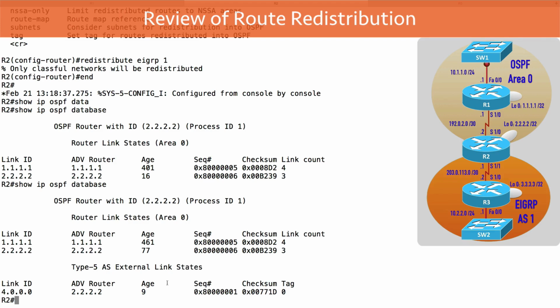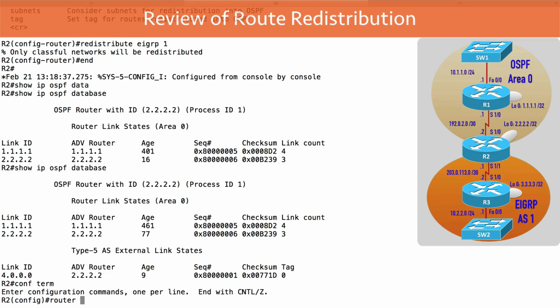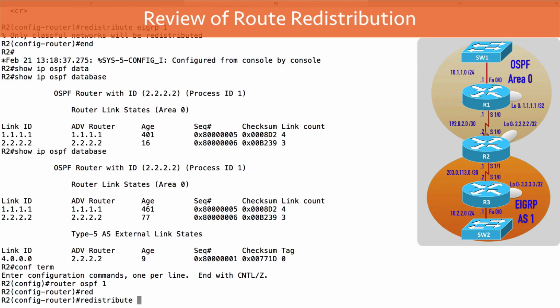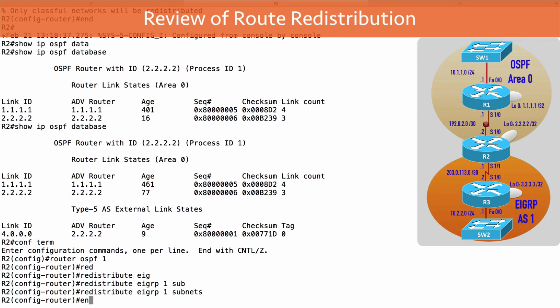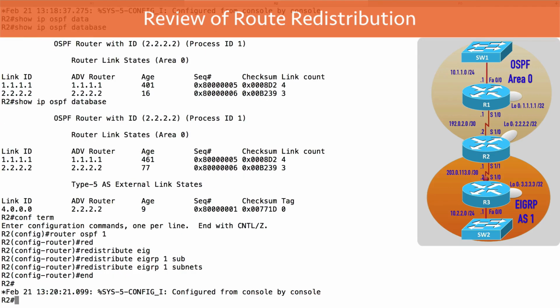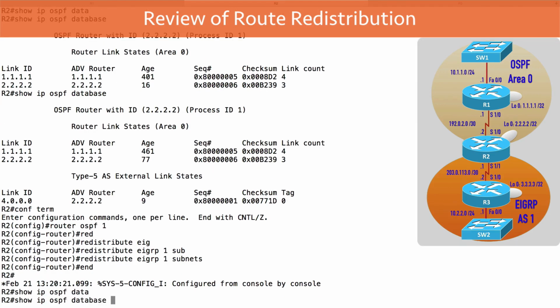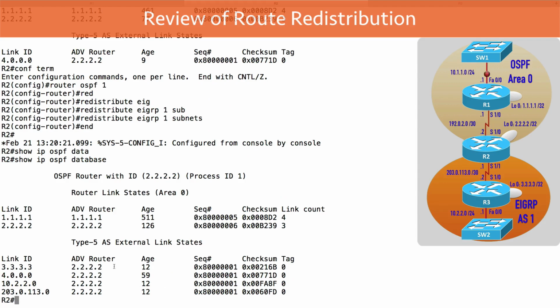Well, in production, you'll typically want to use that subnets keyword. Let's go back into router configuration mode for OSPF process ID 1. And I'm going to say redistribute eigrp autonomous system 1. This time, I'm going to include the subnets keyword. And once I do that, let's take a look at the OSPF database. I'll do a show ip ospf database command. And great news, we have plenty of type 5 LSAs now. We know about all of those networks.